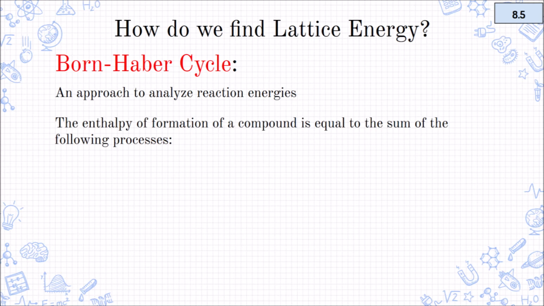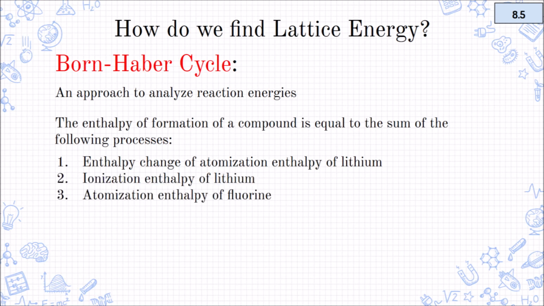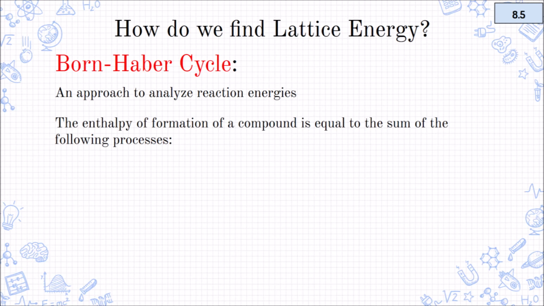The Born-Haber cycle indicates that the enthalpy of formation of a compound is equal to the sum of 5 processes. This is specific to lithium fluoride, but first, there is the enthalpy change of atomization of lithium, turning lithium into gas and a singular atom. Then we ionize it. Then we atomize fluorine, and then we do electron affinity to fluorine, and last but not least, there's lattice energy. Alright, I don't really like thinking about it in 5 steps, so I condensed it into 3.